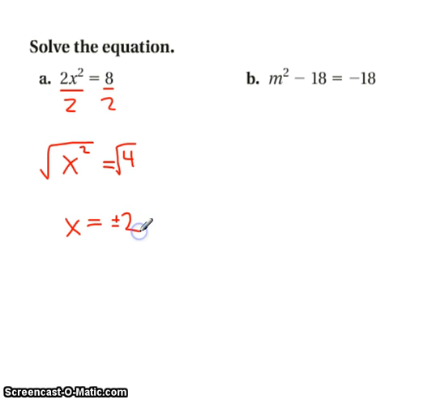Over on this example, m squared minus 18 is negative 18. Let's see, we have to isolate the m squared, so we'll add an 18 to both sides. Doing that step will reveal m squared is equal to 0. And then using the square root of both sides, I won't show it this time, but the idea is we square root both sides. We get m equals the square root of 0, which is 0.